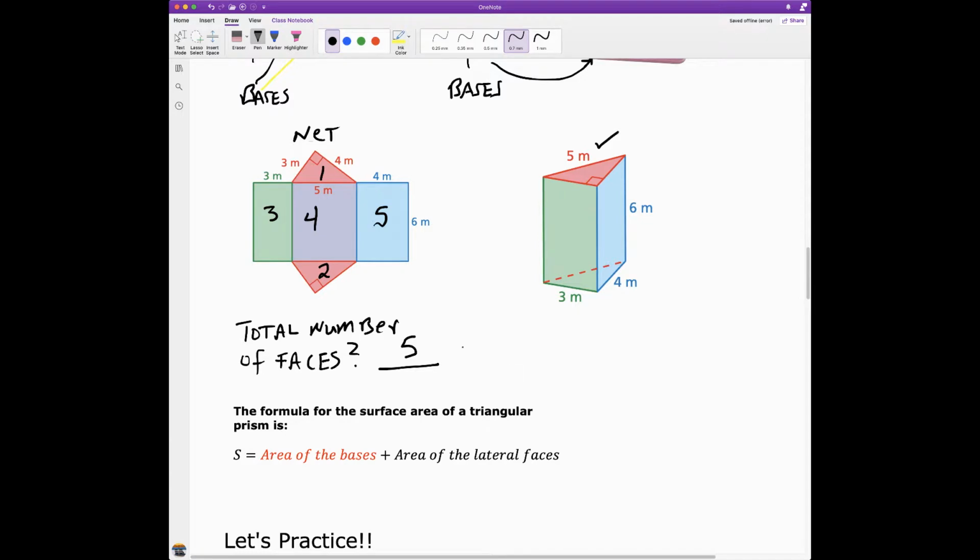So in that triangular prism, how many of those faces are triangles? Okay, it's pretty easy to see from the drawing that there will always be 2 triangles in a triangular prism. Okay, so let's look at the formula that we're going to use.